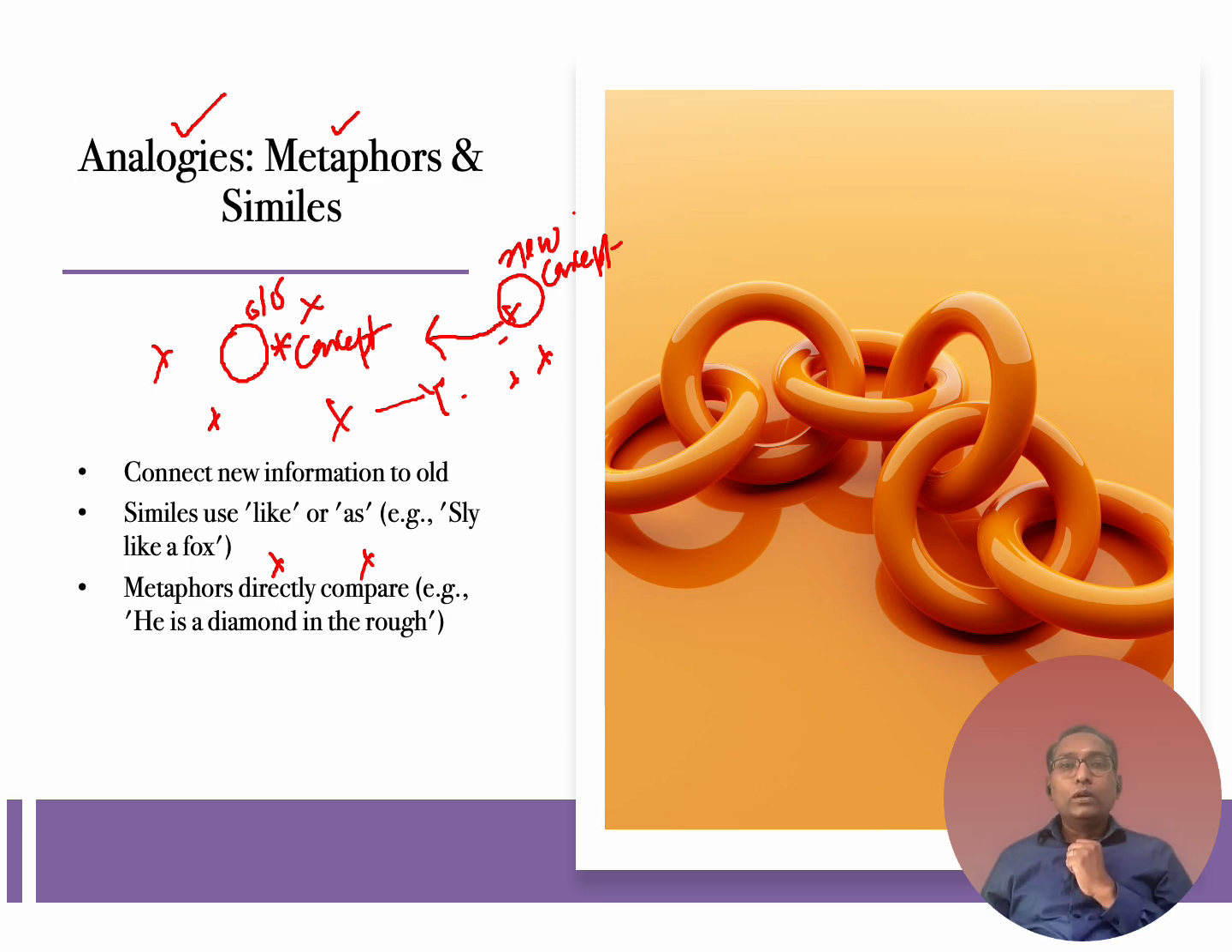Okay. So there are good analogies that use a deeper connection between the old and the new idea, and bad analogies are those that use comparisons where there are no real underlying connections. Okay, let's look at one good and one bad analogy in the next slide.